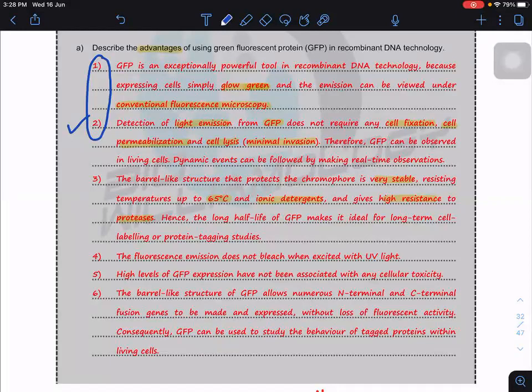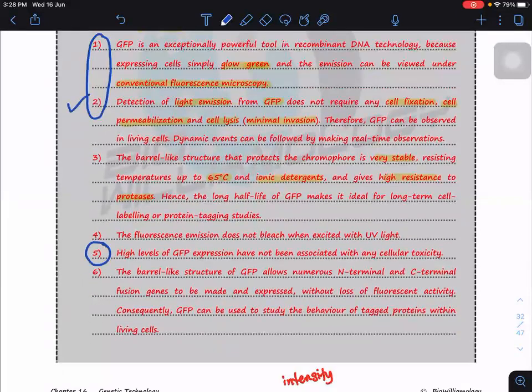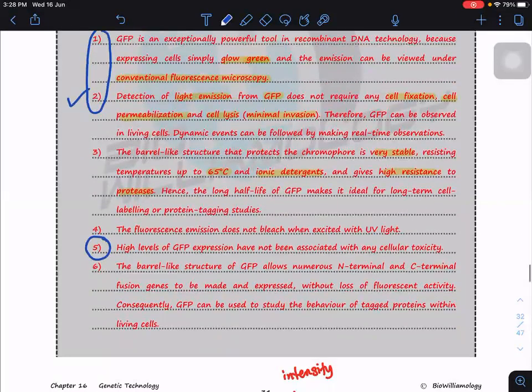And then number 5, high level. Okay, no toxicity, so that's why suitable to be used. Number 6, actually what we can do, you just focus here. GFP can be used to study the behavior of the tag protein within the living cells. So number 6, but do not need to write so long, just the last part. Yeah, focus in terms of these 4 points.